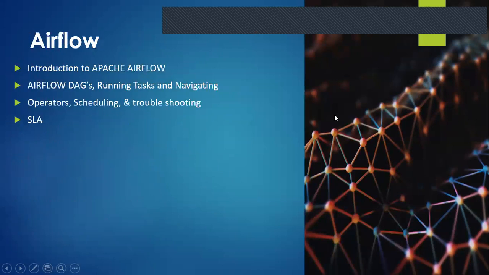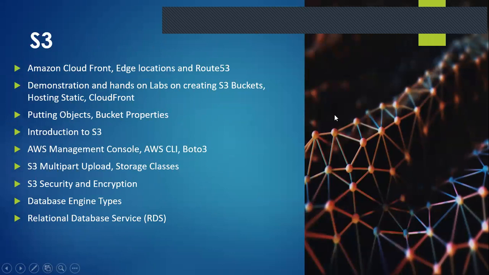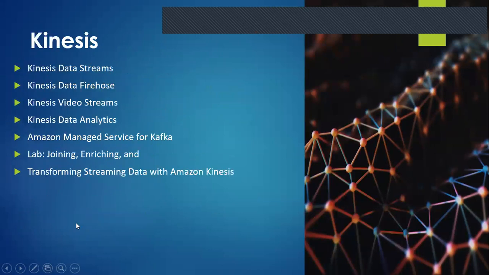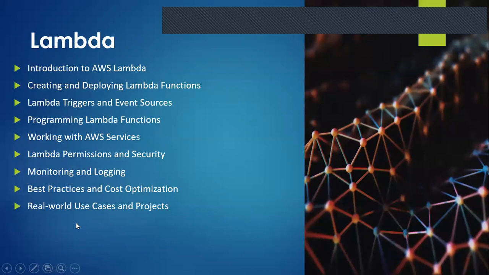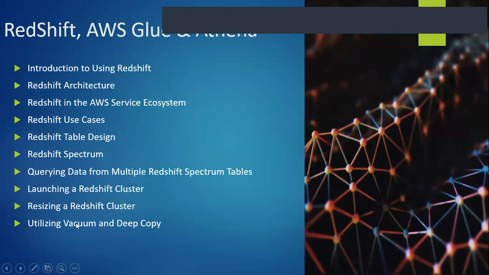We are going to talk about Airflow, S3, and after S3, Kinesis. Kinesis is very similar to Kafka, so it is used for streaming or building streaming pipelines. We have this as part of our course. We have Lambda. Lambda is very important to understand as one of the services of AWS. It is a highly used and highly in-demand service of AWS, and data engineers use it very heavily.